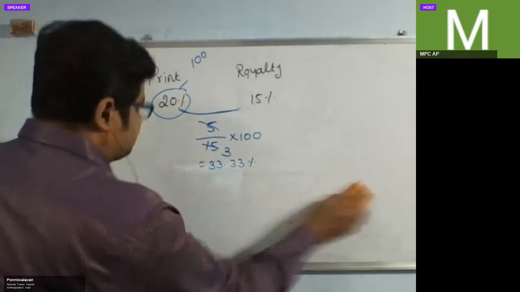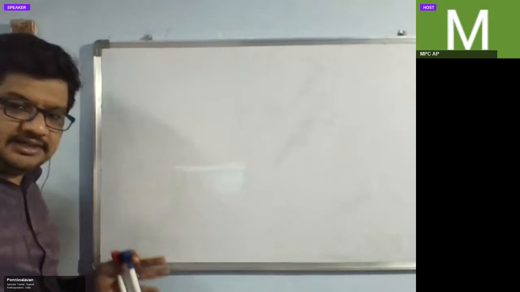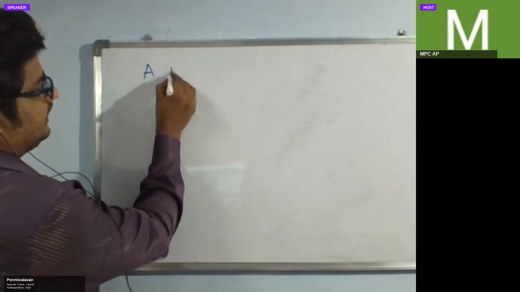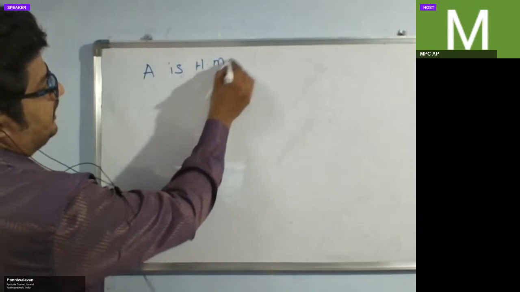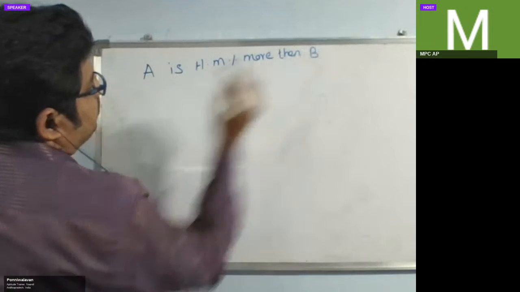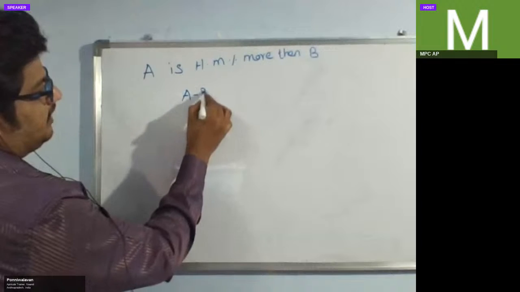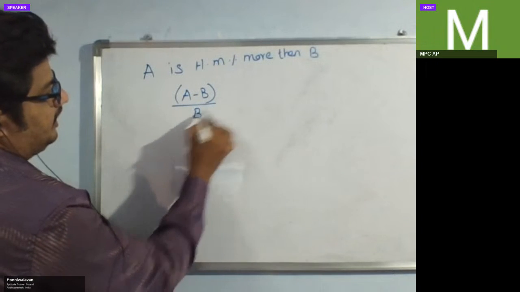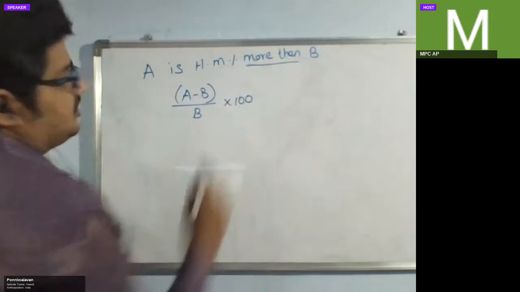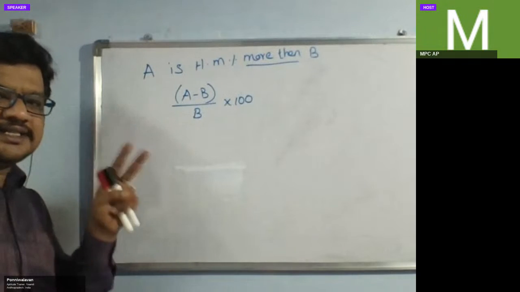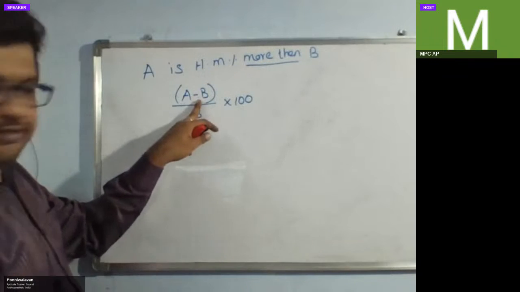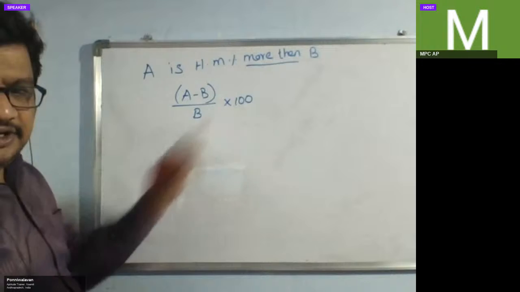So for your reference, I will give the basic formula. Just make a note of it. A is how many percentage more than B? Your answer is A minus B divided by B into 100. So it is more, right? More than means difference. I think I told you, right? More than, less than, elder than, younger than. These are all telling the difference. So difference, then B into 100.